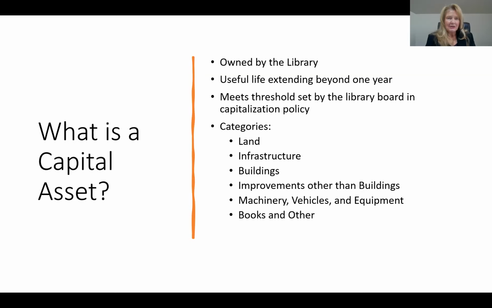I can tell you that I've seen on the Government Finance Officers Association website, they recommend nothing less than $5,000. Other places might want a threshold much less than that. Some may want one that's more than that. It's really up to your board as to what's considered material to your financial statements. And then, of course, we've talked about the categories of capital assets already: land, infrastructure, buildings, improvements other than buildings, machinery, equipment, and vehicles, and then books and other.